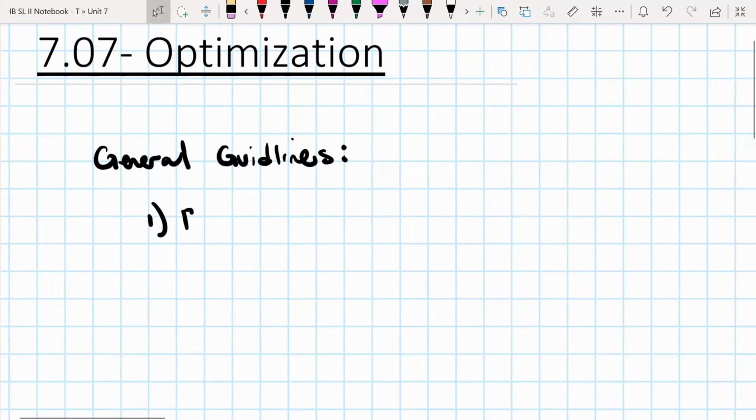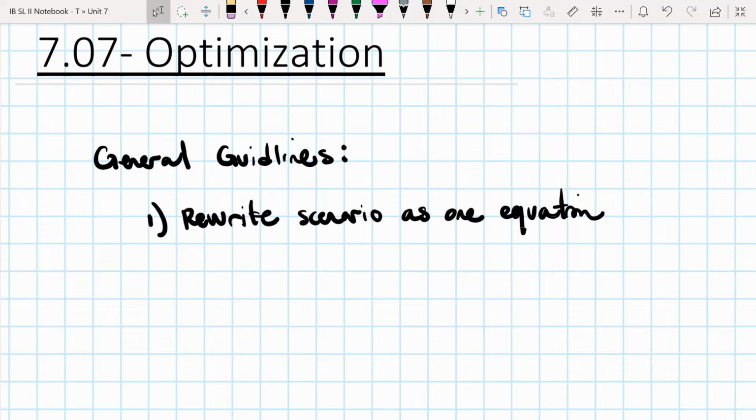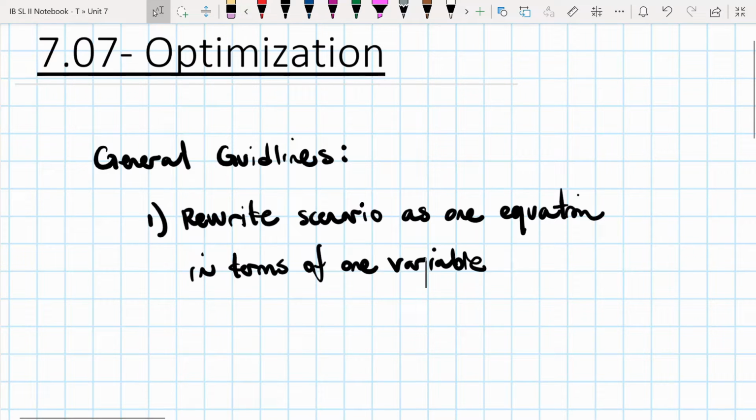Number one is we're going to rewrite the scenario as one equation in terms of one variable. There are going to be a lot of different scenarios we'll see with optimization questions, and this tends to be, I think, one of the more challenging parts: we take that scenario and relate it to one single equation in terms of one variable, for a basic optimization question.